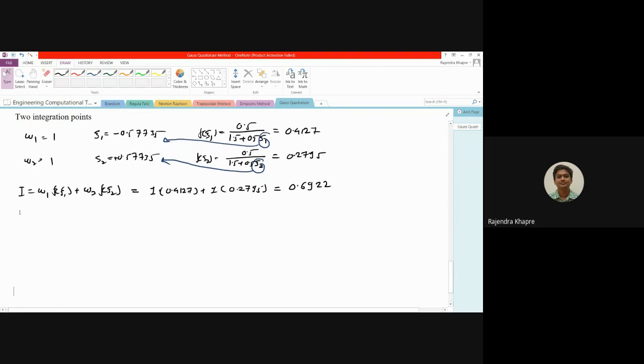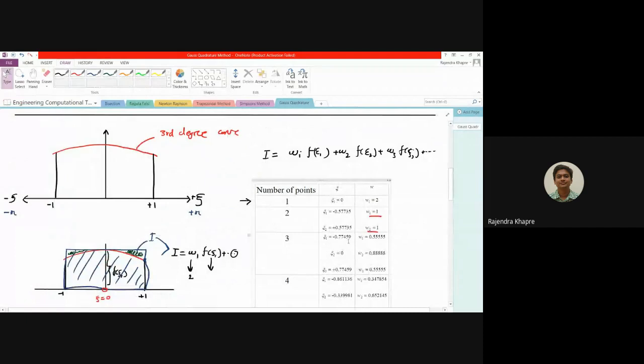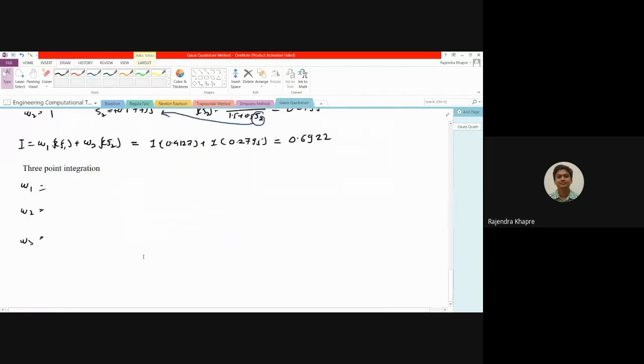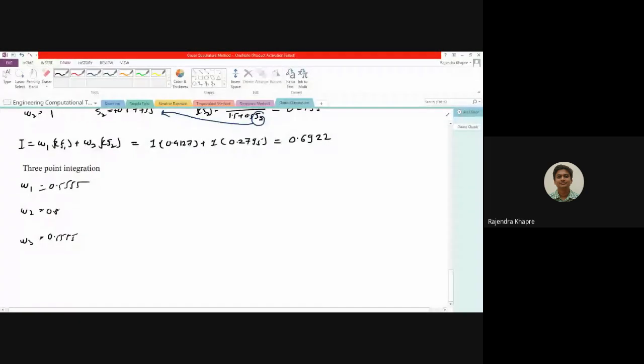So let us try to solve the same problem using 3-point integration now. For 3-point integration you will have three points of integration. One point gives w1, the second w2, and the third w3. These are the weightages. If you refer to the table, w1 is 0.5555, w3 is also 0.5555, and w2 is 0.8888. Let me write down these values first.